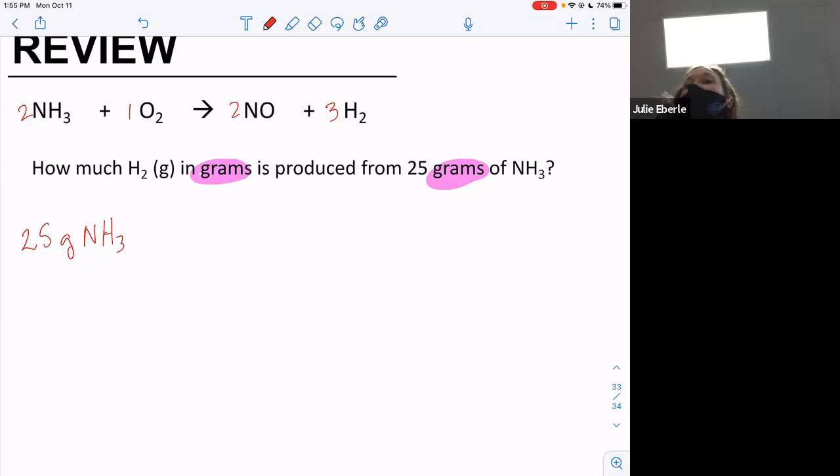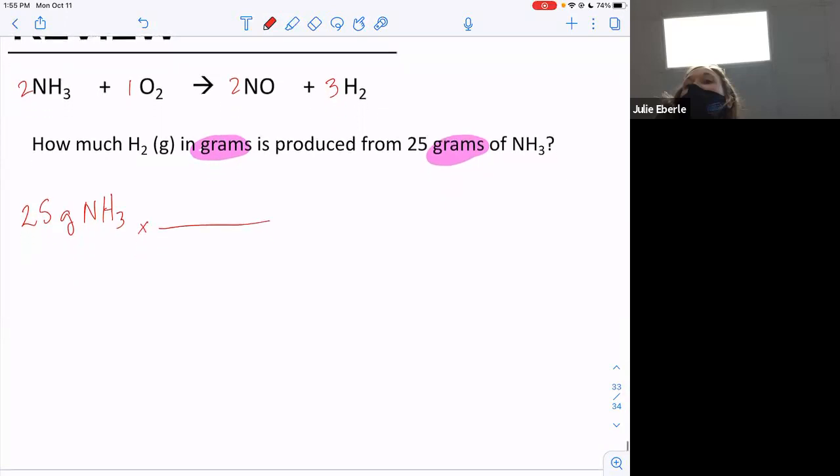And now I'm just going to follow my diagram through. First, I'm going to divide by the molar mass of NH3, plug in my molar ratio between NH3 and hydrogen, multiply by the molar mass of hydrogen. Those are always your 3 steps. Okay. Anybody have the molar mass of NH3?